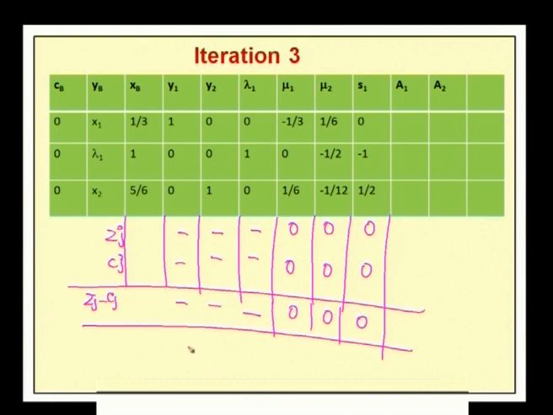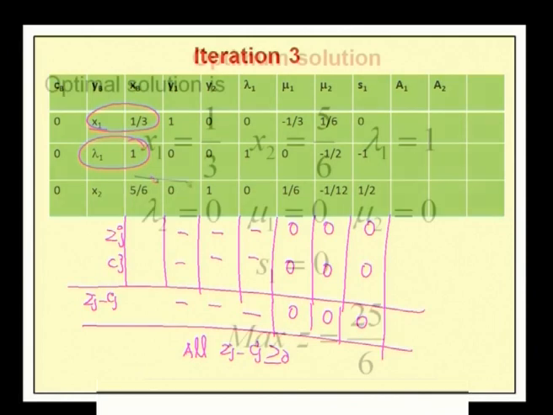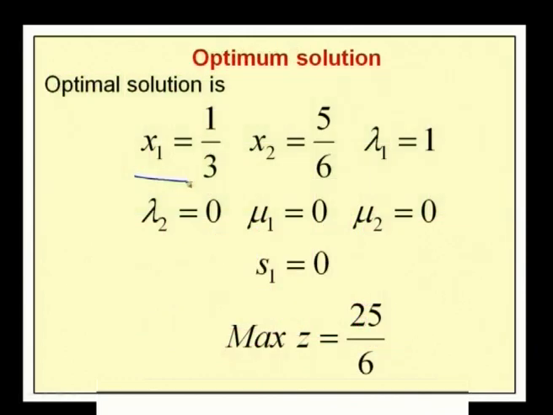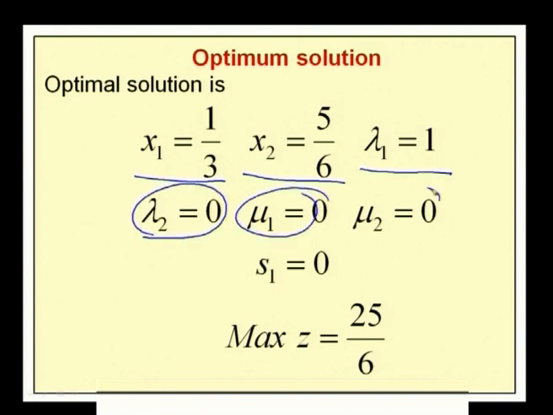Now, in iteration 3, we are getting all zj minus cj values greater than or equal to 0. Therefore, optimum solution is obtained. Since all zj minus cj are greater than or equal to 0, the optimal solution for this linear programming problem is obtained, where our optimal solution is x1 equal to 1 by 3, lambda 1 equal to 1 and x2 equal to 5 by 6. So, the optimal solution to the linear programming problem is x1 equal to 1 by 3, x2 equal to 5 by 6, lambda 1 equal to 1, and all the remaining variables lambda 2, mu 1, mu 2, s1 are 0.